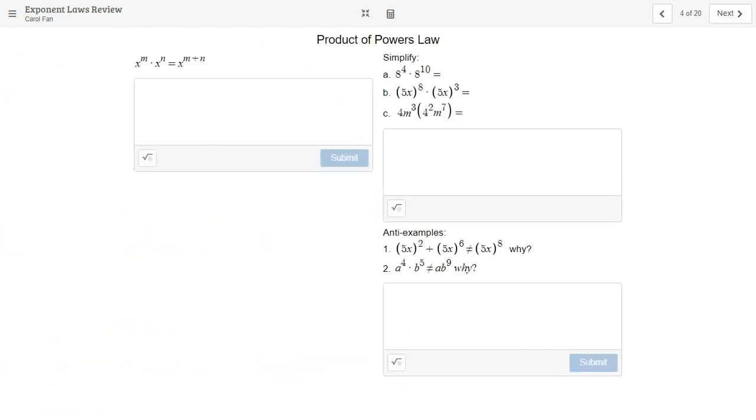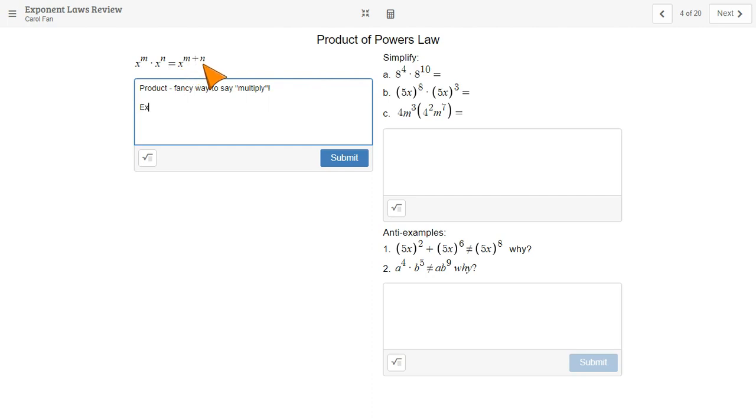Okay, our first exponent law, the product of powers law. Now, the word product is a fancy way to say multiply. So this is about multiplying. When we have x to the power of m times x to the power of n, it can be simplified to x to the power of m plus n.